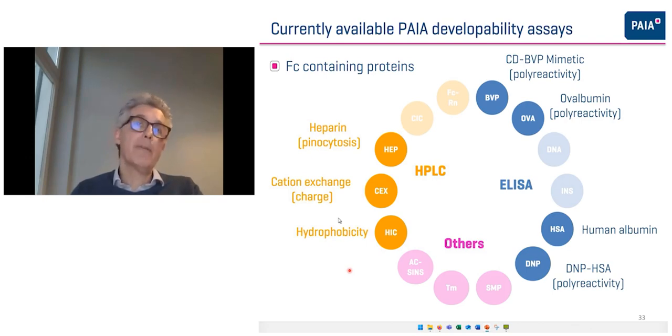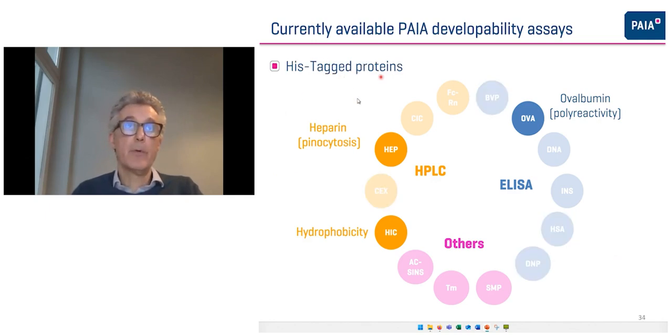So what do we have available on our platform as of today? This is an overview of the assays that we have for the Fc-containing proteins. So we have 3 assays here: heparin, cation exchange, and hydrophobicity, to replace the slow HPLC methods. And on the ELISA side of things, we have an assay to replace BVP assays, which we call the CD BVP mimetic. CD stands for chemically defined. We have an ovalbumin assay to look at polyreactivity as an alternative to PSR, and then we have human albumin and dinitrophenyl human serum albumin as well, which is maybe a little bit of an exotic assay, but it's also been proposed to look at polyreactivity. So that's the assay portfolio for the Fc-containing proteins.